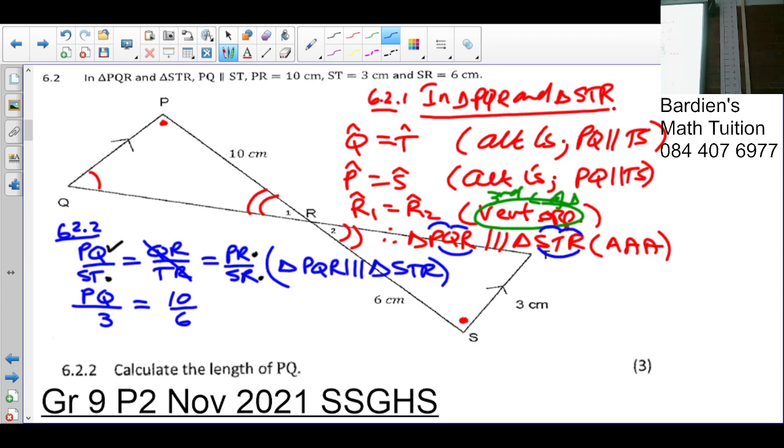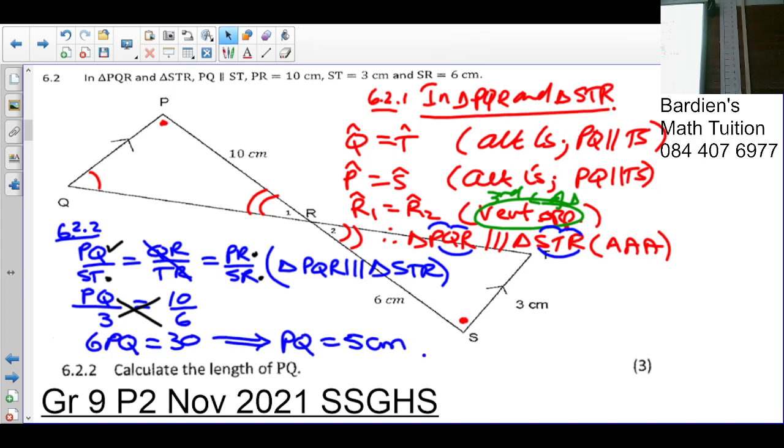Okay, so what do I do now? Cross multiply. So 6 times PQ is 6PQ equals 30, which implies that PQ is 5. So that means now 30 divided by 6. Hope you guys understand? Okay, there.